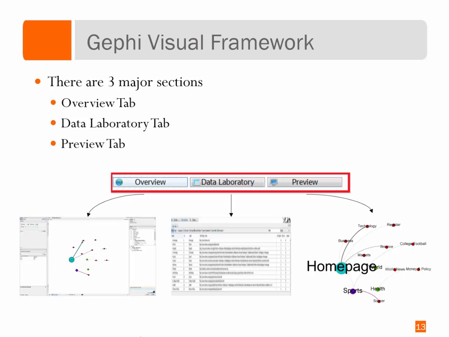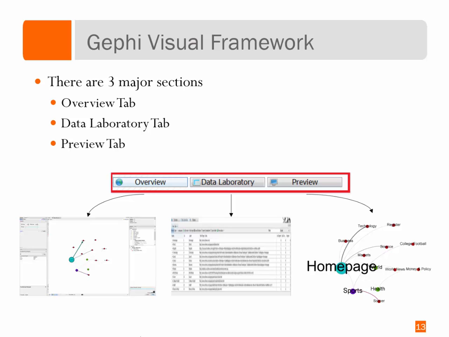Now the Gephi visual framework is really divided into 3 major sections, and we're going to walk through each of those. The first one is the Overview tab. And we're going to walk through that in detail, but the Overview tab basically, just like it sounds, gives us an overview of our network diagram and some of the different aspects that configure it.